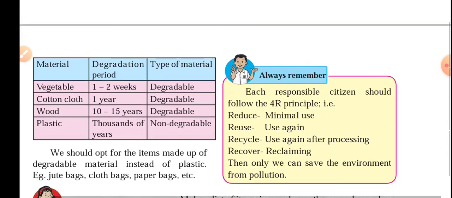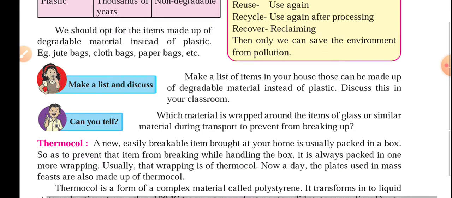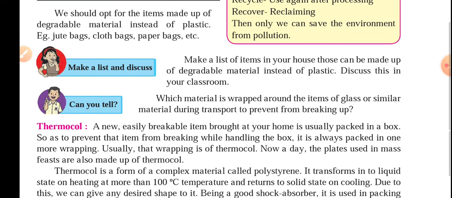Further is materials. When we talk about how much time they take to degrade, the first one they have given in this particular case is vegetables, which degrade in 1 to 2 weeks, cotton cloth 1 year, wood within 10 to 15 years, plastics thousands of years. And that's why plastic is not good for the environment. So we should opt for materials like jute bags, cloth bags, paper bags instead of plastic materials.